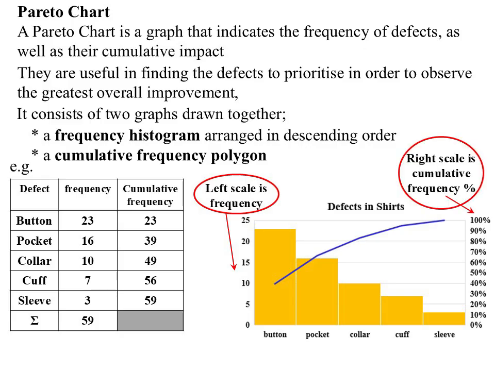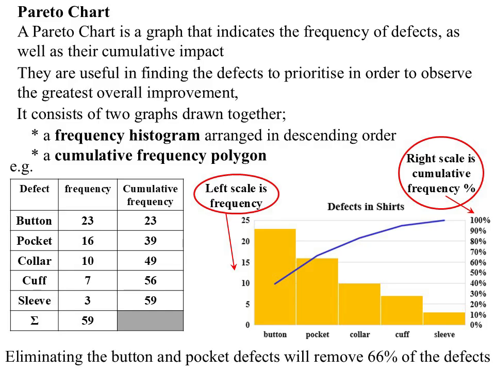So why is it useful? Well, I want to eliminate the complaints I get about the defects in the shirts that are being made. Rather than focusing on all five things, this can quickly tell me that if I just focused on the buttons and the pockets, I'll get rid of 66% of the defects, so two-thirds of the defects, by just focusing on those two things. That's the idea of a Pareto chart.